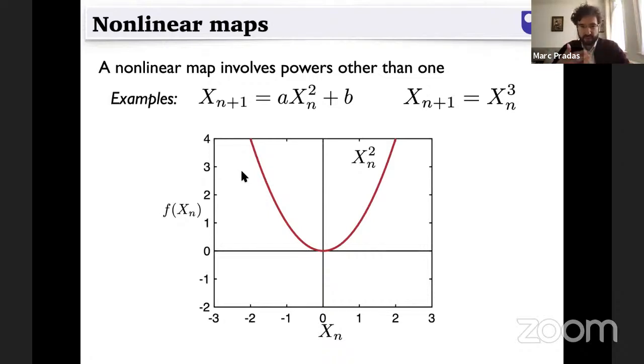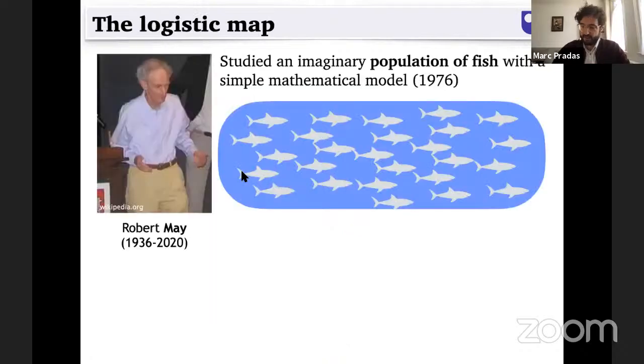So now let's apply this to a very specific sequence, which is very famous because it leads to a very interesting motion. And that's the logistic map. This was introduced in the 70s by Robert May, who was a biologist and mathematician. And he was interested in describing the evolution of an imaginary population of fish with a very simple mathematical model.